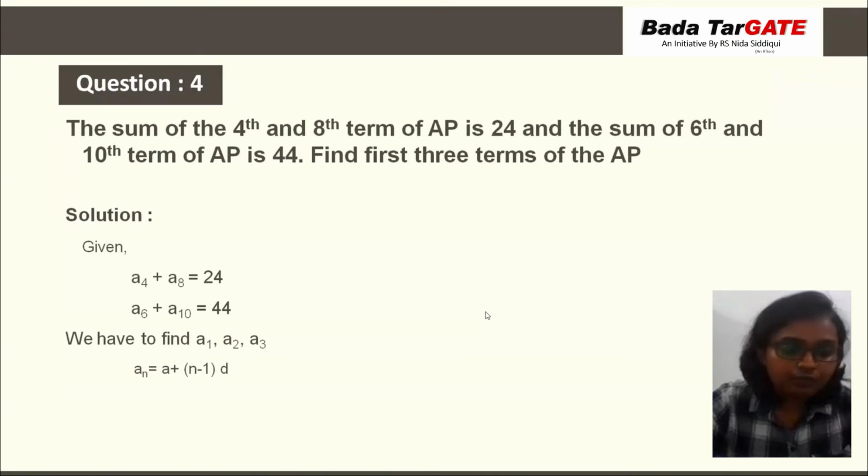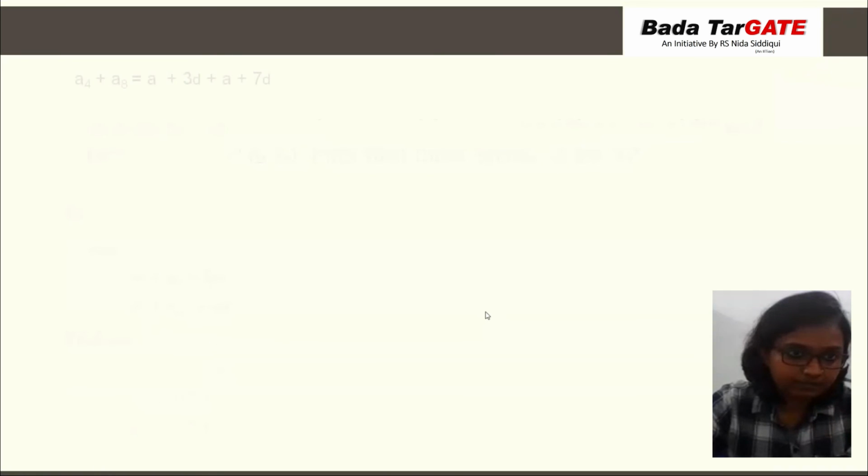So we know the equation to find out the nth term of the AP. An is equal to A plus N minus 1 into D. So we have to substitute the value for N. Substituting the given information in this equation, we get A4 is equal to A plus 3D and A8 is equal to A plus 7D. So substituting that in the given equation, A4 plus A8 is equal to A plus 3D plus A plus 7D. And this becomes 2A plus 10D is equal to 24.